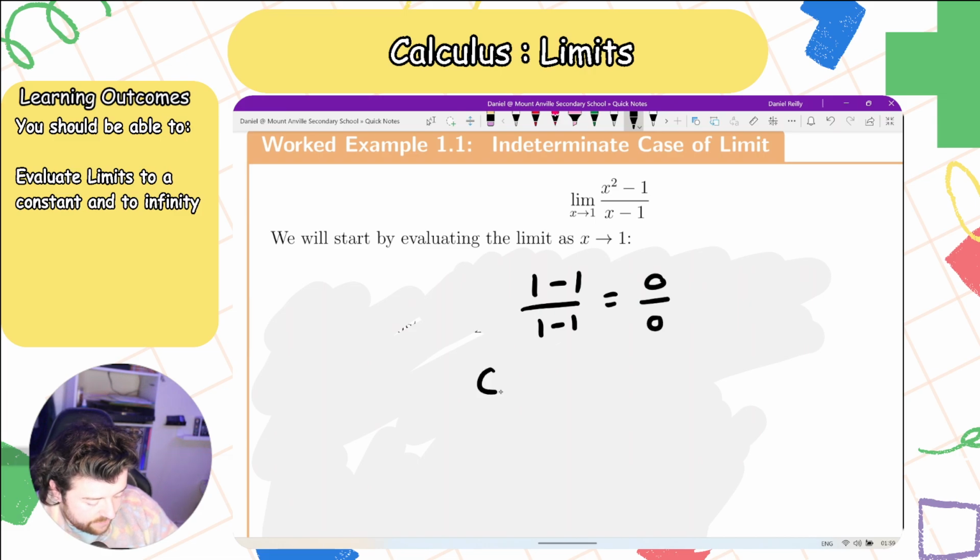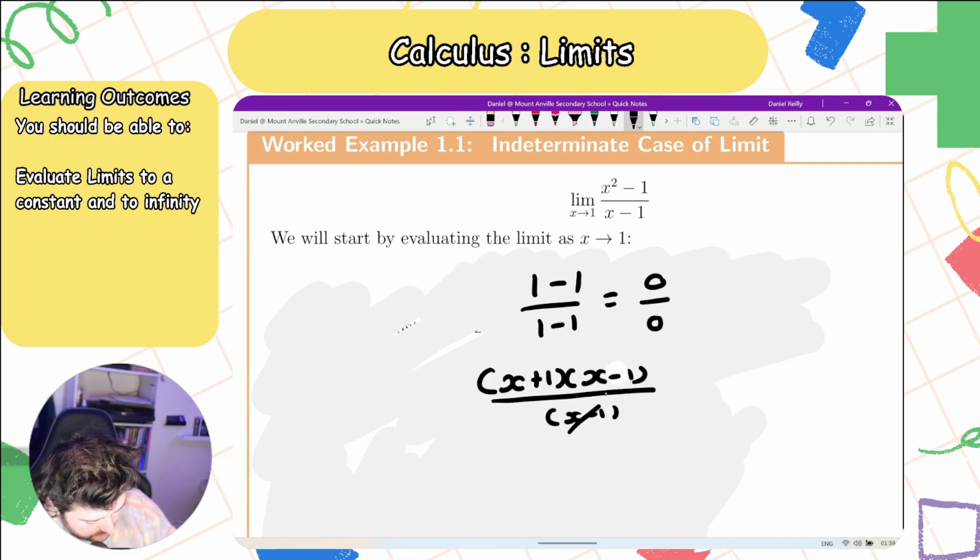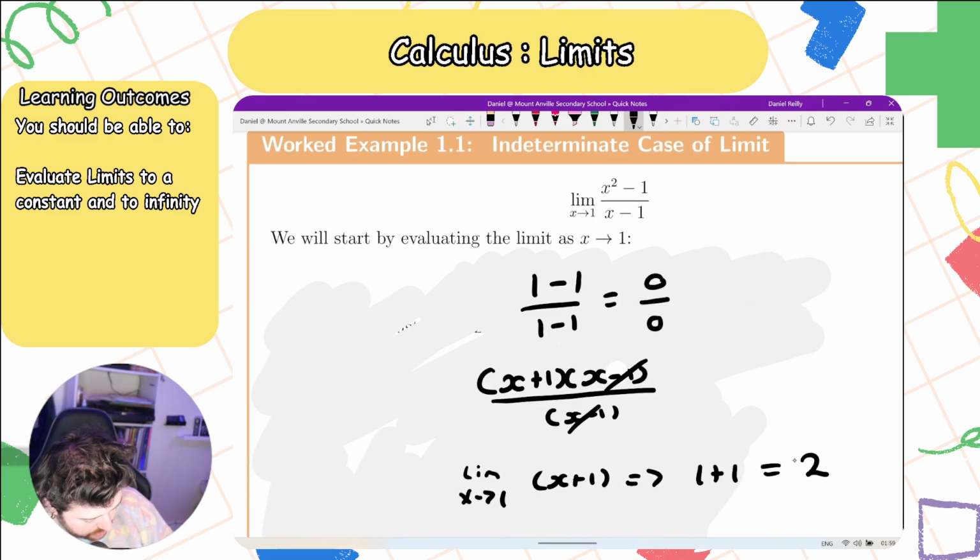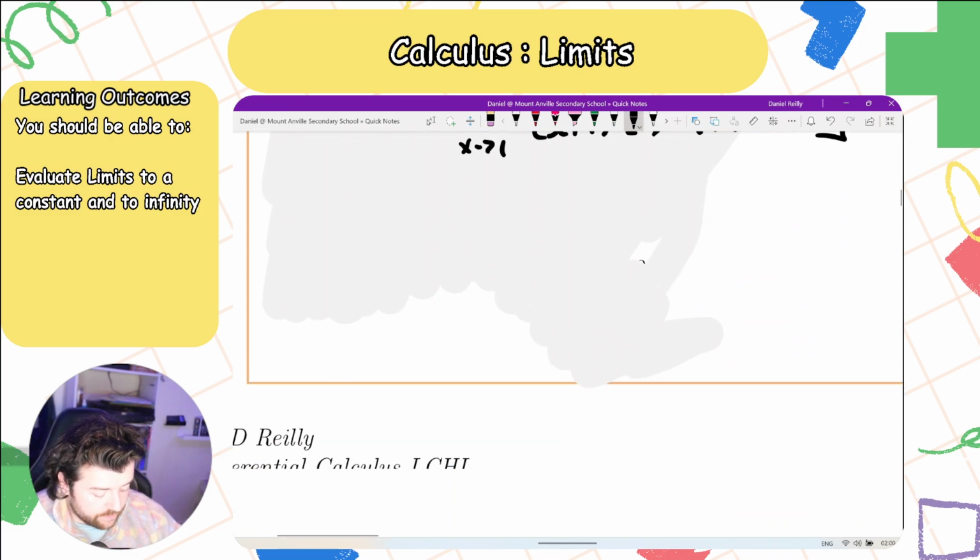My top is a difference of two squares, so I can factorize it as x plus 1 times x minus 1, all over x minus 1. They cancel out. So I'm going to have the limit as x approaches 1 of x plus 1, which is equal to 1 plus 1, which is equal to 2. What we were able to see above in a graph, here I prove mathematically that it's equal to 2.